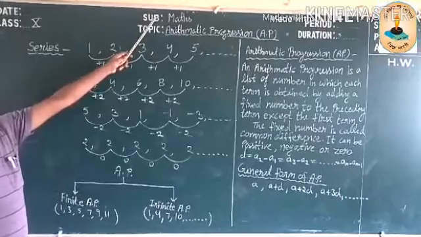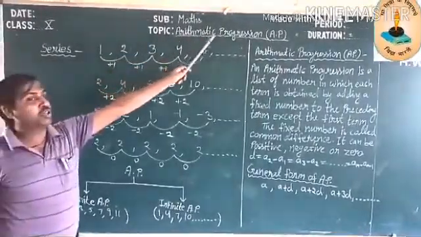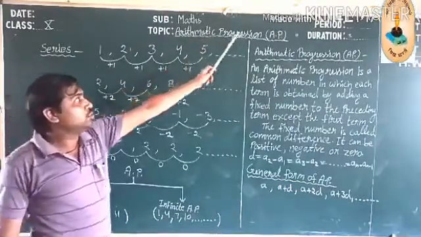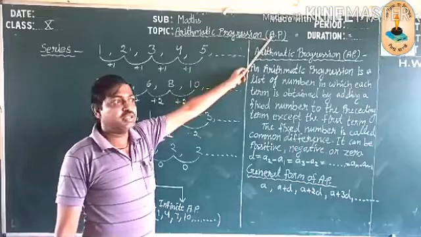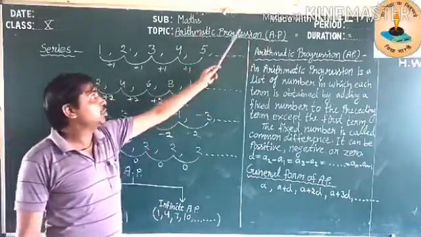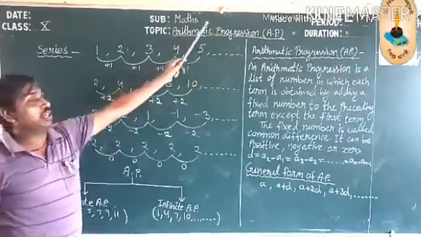Today we have to take the topic of chapter 5, arithmetic progression, of class 10. It is also known as AP. A means arithmetic and P means progression. So our topic is arithmetic progression.